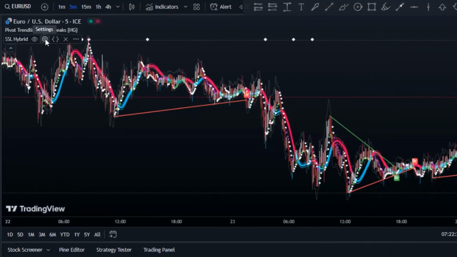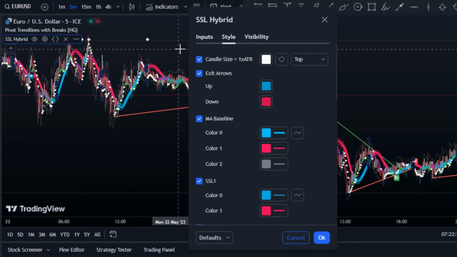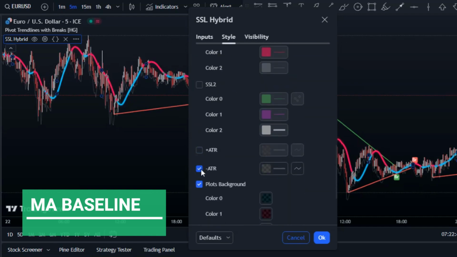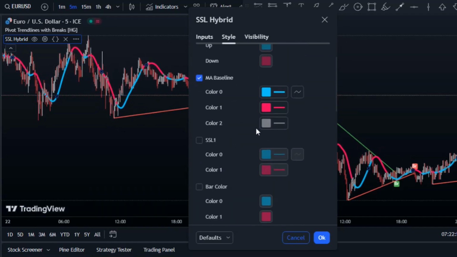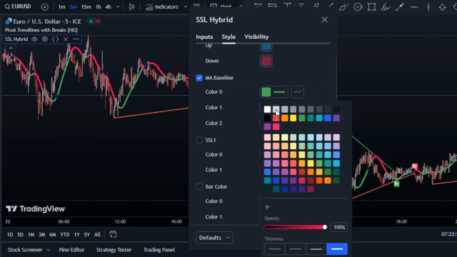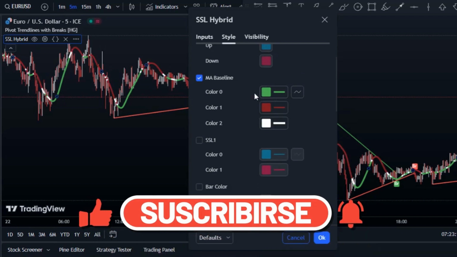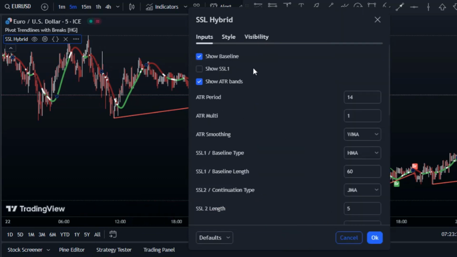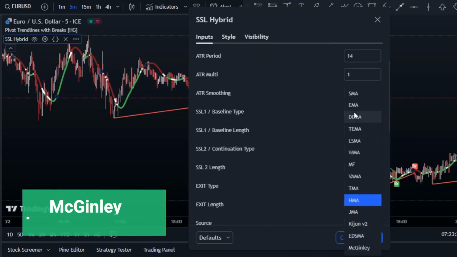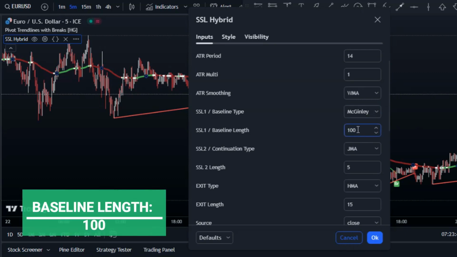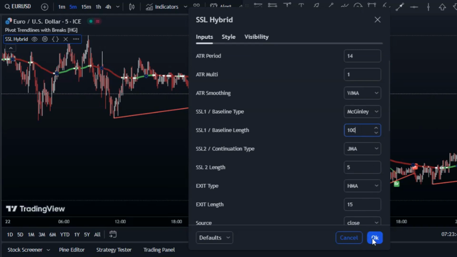We want to use only one of the indicator's options, so in the style section, disable all options except MA baseline. Then change its color to green, red, and white respectively. Now head over to the input section and change baseline type to McGinley and baseline length to 100. Alright, now we've made all the necessary changes to this indicator.